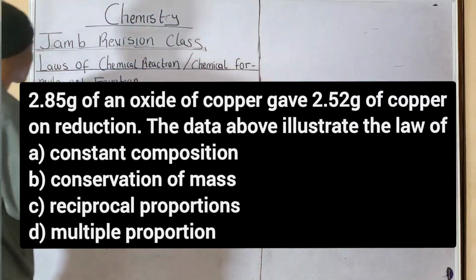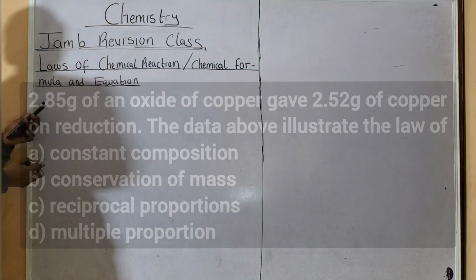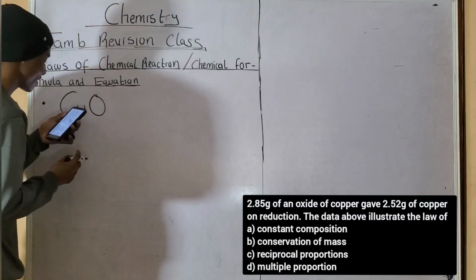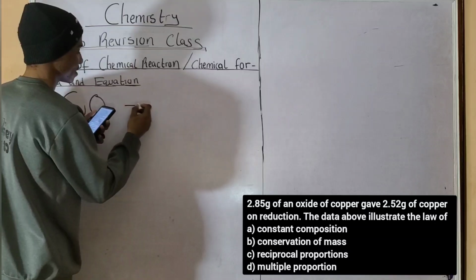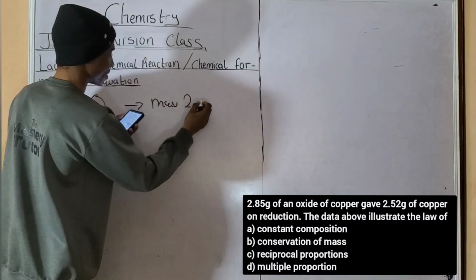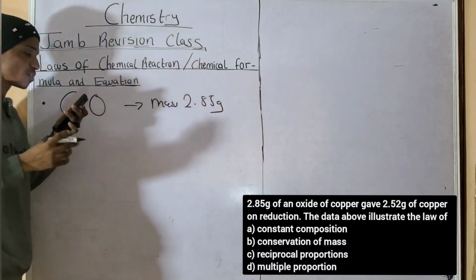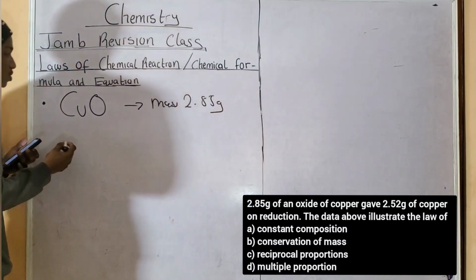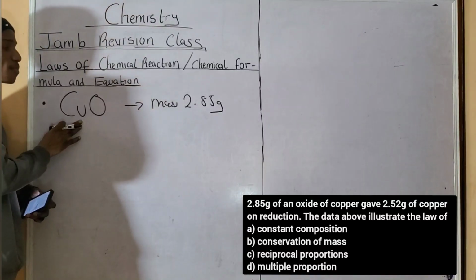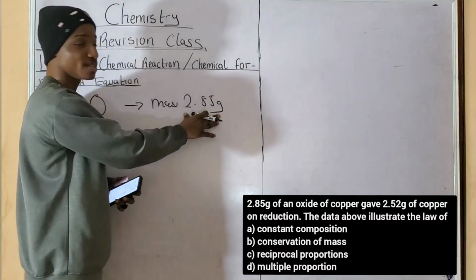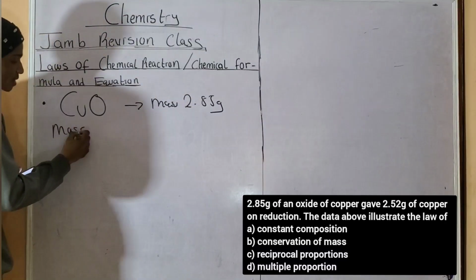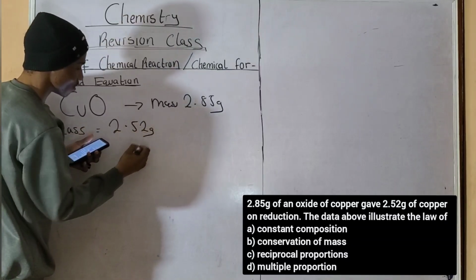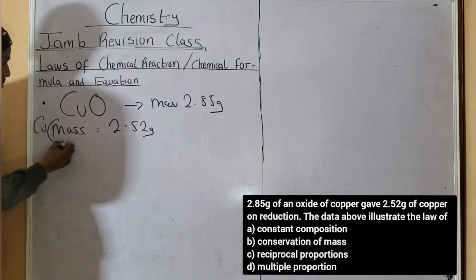Okay, let's start by writing out the information that we're given in the question. 2.85 gram of oxide of copper. Copper oxide is this, CuO, okay? And the mass is 2.85 gram. Now, on reduction, we have the mass of copper to be 2.52 gram. Do you know the mass of both copper and oxygen is 2.85 gram? Now, the mass of copper after reduction is 2.52 gram.